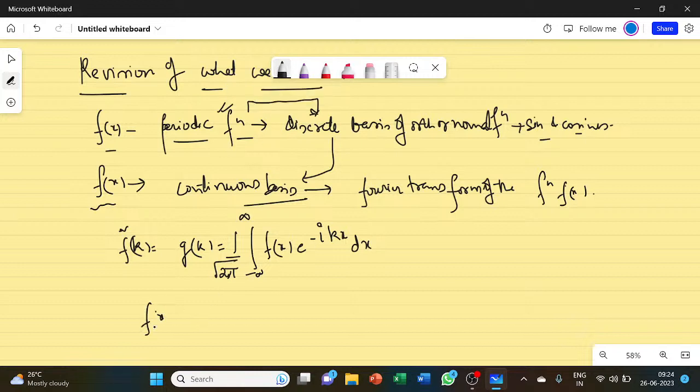But overall, understand the point that this is the Fourier transform, and you say this also is a Fourier transform, so both are Fourier transforms of each other. The inverse Fourier transform will be 1 upon 2 pi, integral from minus infinity to plus infinity of f tilde of k, e to the power i k x dk.